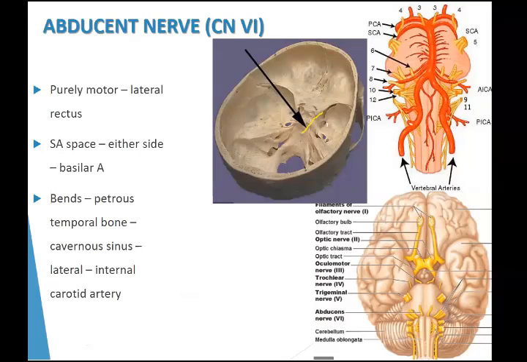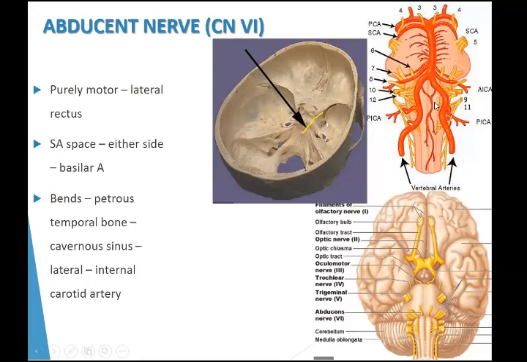Sixth cranial nerve is the abducent nerve. It is a purely motor nerve. Trochlear, purely motor. Oculomotor, purely motor. So third, fourth, sixth cranial nerves, they are purely motor nerves. Okay? Second cranial nerve, optic, purely sensory nerve. Once again, God has made one cranial nerve for just one muscle. This cranial nerve, sixth cranial nerve, is for the supply of lateral rectus muscle. Okay? So it supplies the lateral rectus muscle.